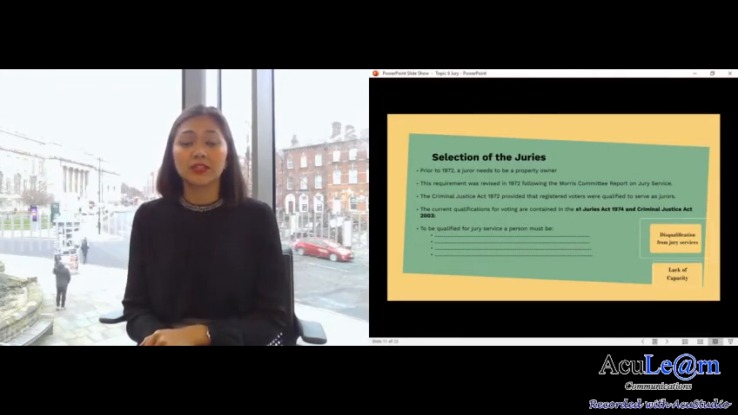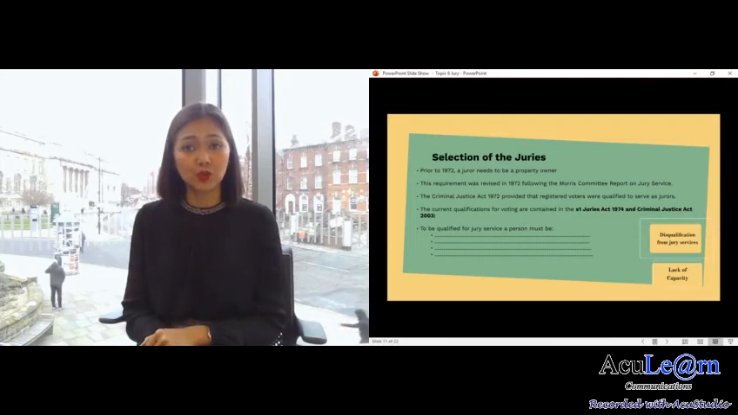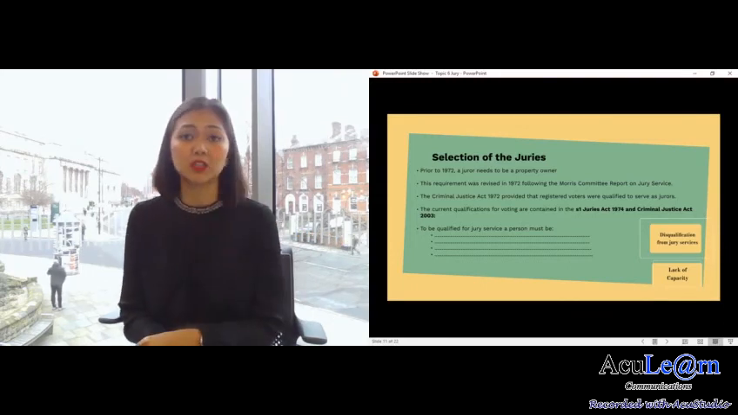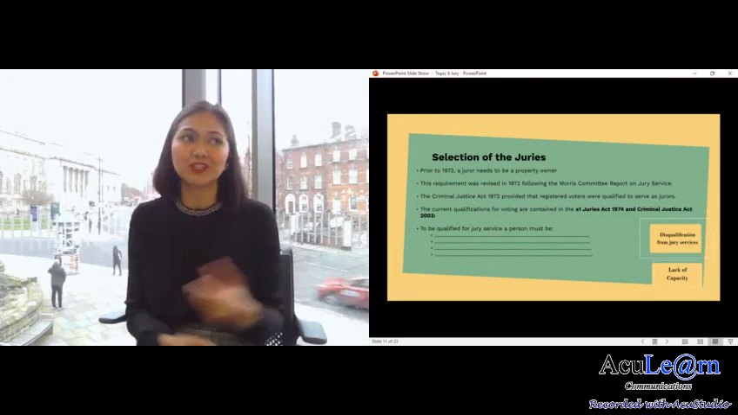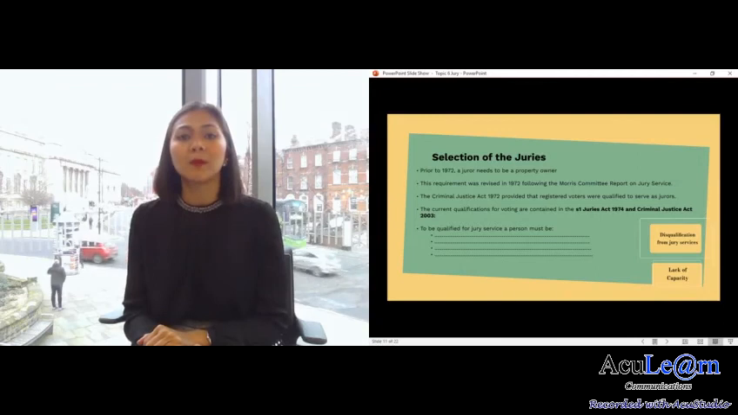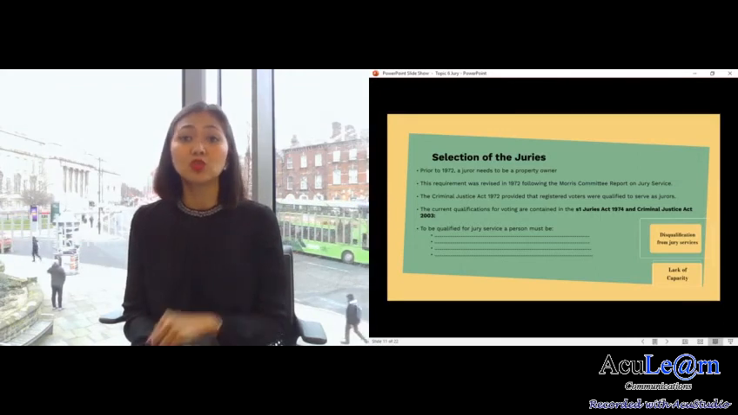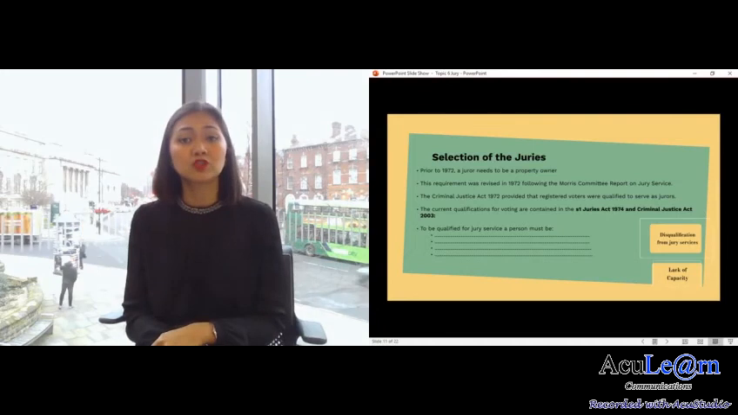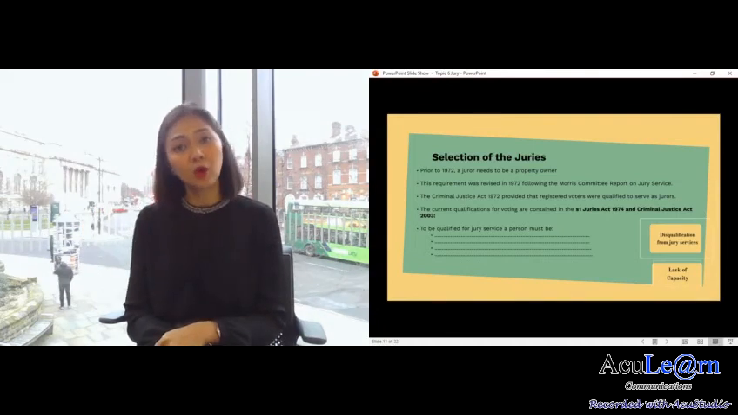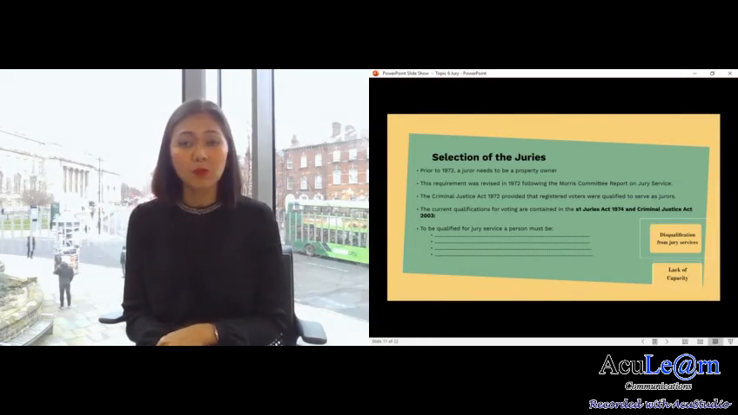So this is the slide on the selection of juries, because not everyone can get the opportunity to become a jury. So it can be an opportunity or it can be a burden. So it depends on how you view it. Prior to 1972, and this is a very important history that you need to remember, a juror needed to be a property owner. So what's the problem with this?